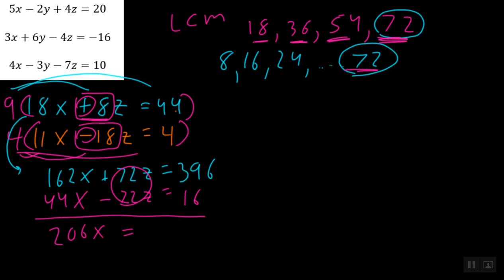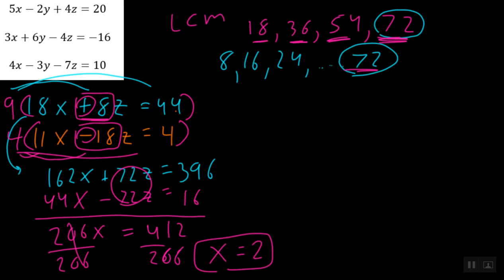And lastly, guys, 396 plus 16 will give us 412. And guys, I don't know if you can see it, but we are so lucky because now to get x by itself, you know this. We divide both sides by 206. And guys, x is equal to 412 divided by 206, which is 2. So guys, we did all that hard work, but now we actually have an incredibly simple number.